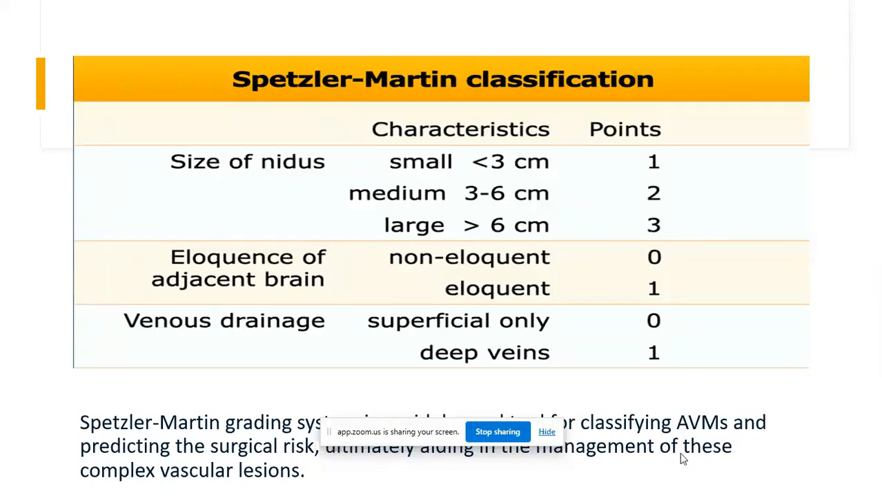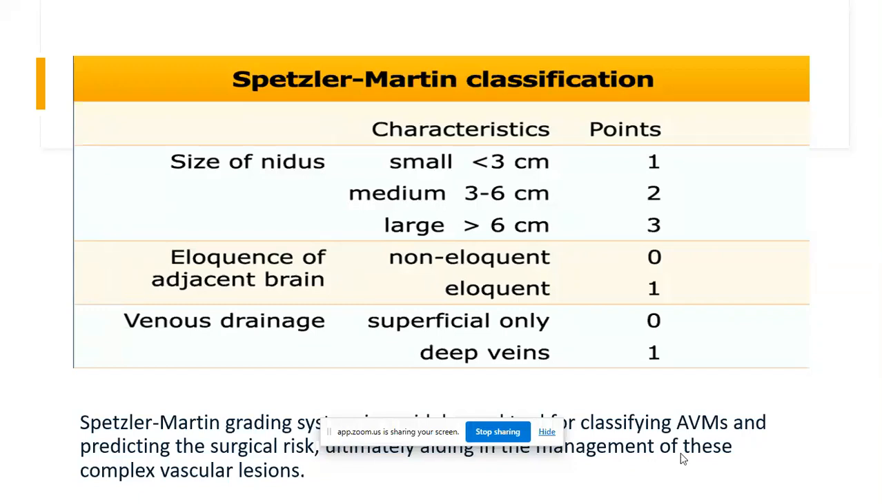So, if we discuss in detail on the basis of size, we grade them into three. If they are small, less than 3 centimeters, we give them 1 point. If they are medium sized, 3 to 6 centimeters, they get 2 points. And if they are large, more than 6 centimeters, they score 3 points.